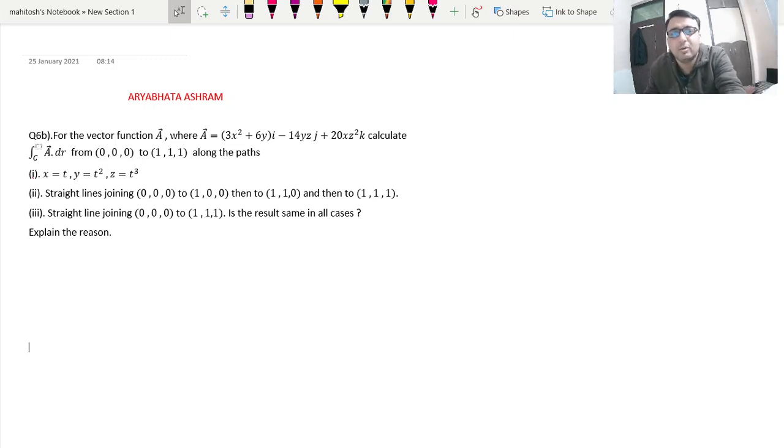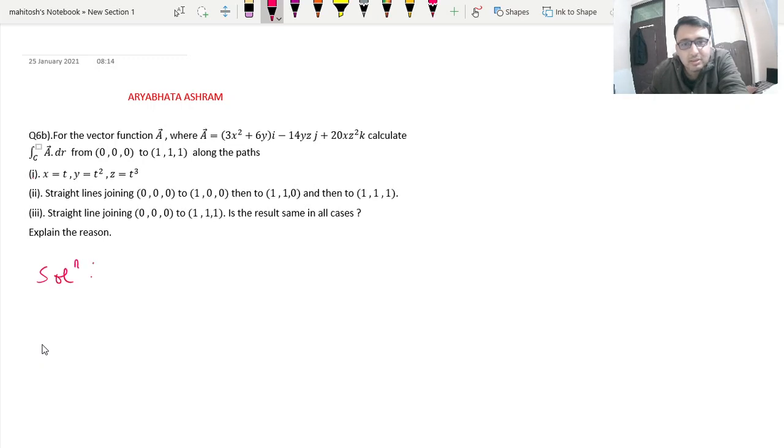Hello everyone. Now we are going to solve your question number 6b. In question number 6b, we have given a vector function a and we have to calculate the line integral a dot dr from 0, 0, 0 to 1, 1, 1 along the paths. Okay. So first we will try with the first path.